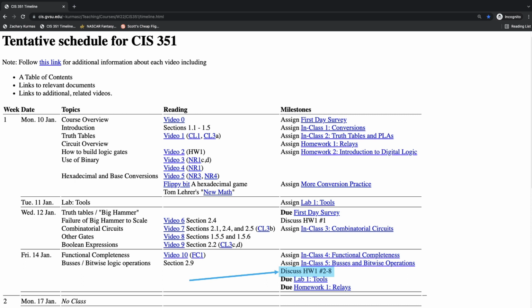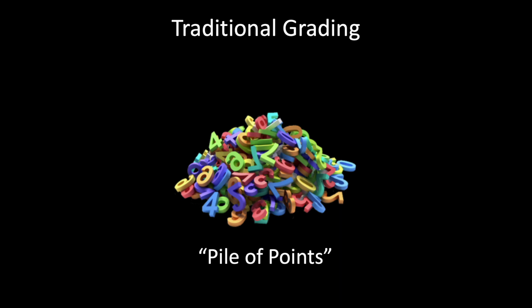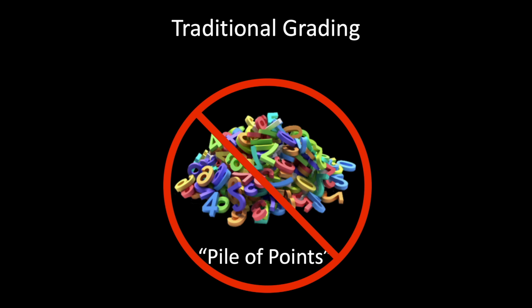I'll be using mastery grading in this course. Let me provide some context for those who aren't familiar. Most courses in the School of Computing use what I call the pile of points system. You collect points for every assignment and test, and your grade is a percentage of the points you accumulate over the semester. In my opinion, this system has 2 big flaws.